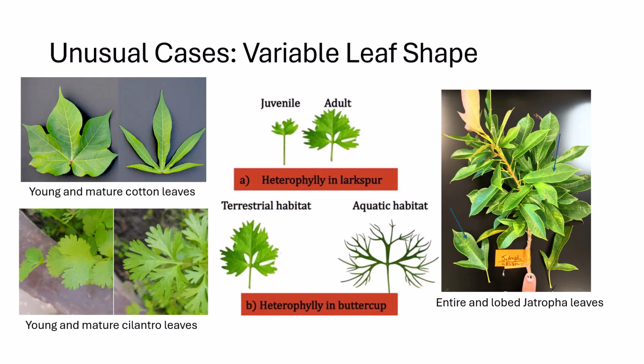In all of these cases, the plant's genetic identity remains the same, but leaf shape changes with developmental stage, position on the stem, or environmental conditions such as light and water availability. These examples remind us that while features like venation and attachment are consistent with major plant groups, the overall outline of the leaf blade can be highly plastic and responsive to the plant's environment.